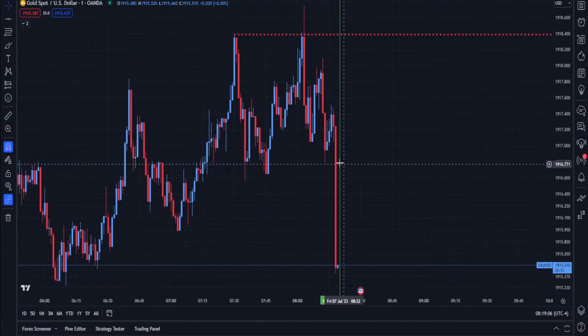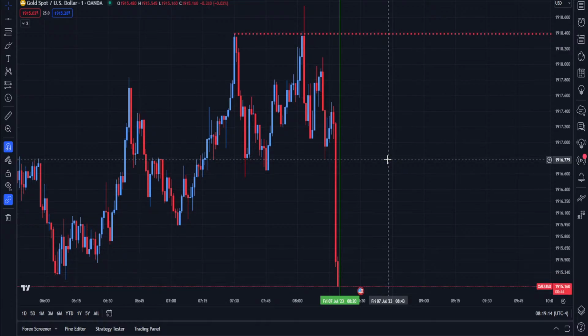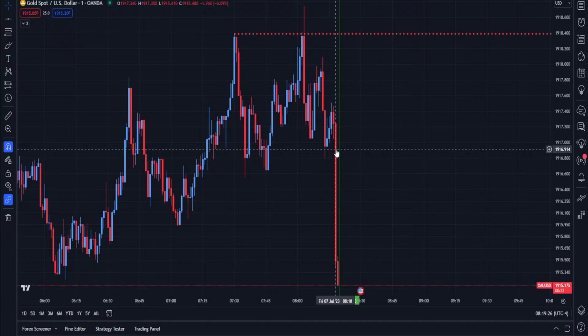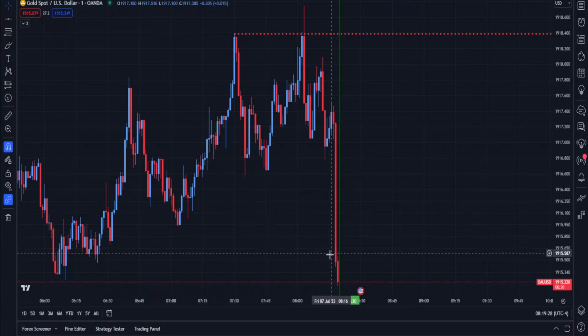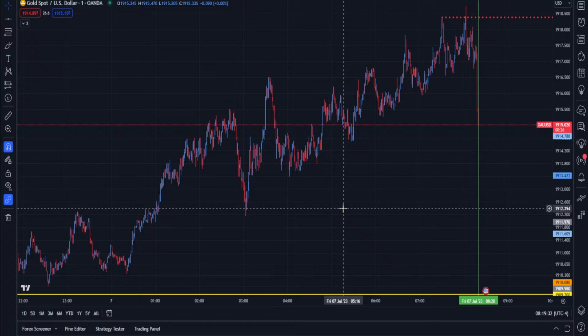Wow, look at this. That's a huge sell-off. I don't think there's any news. Let me double check that. Yeah, there was no news. This is not a news release right here. It dropped about $2, 2 something, and it's still dropping.